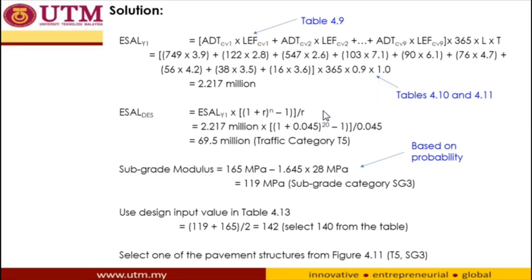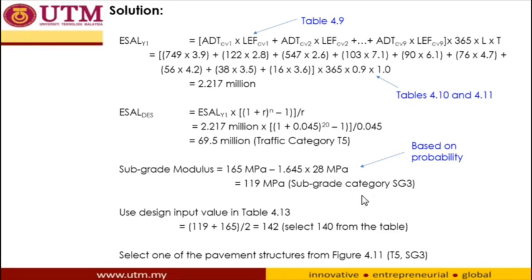Then, we have to estimate the ESAL for the total design period, which is in this case 20 years. So, from 2 million in year 1, estimated for 20 years, it's now the ESAL almost 70 million for the traffic category of T5. Okay, next we move to properties of subgrade, which refers to the modulus. So using the probability equation, together with the normal deviate and standard deviation, the subgrade modulus is 119 megapascal.